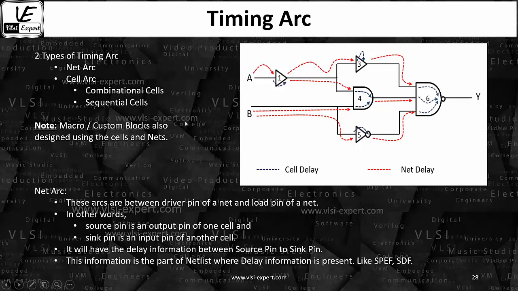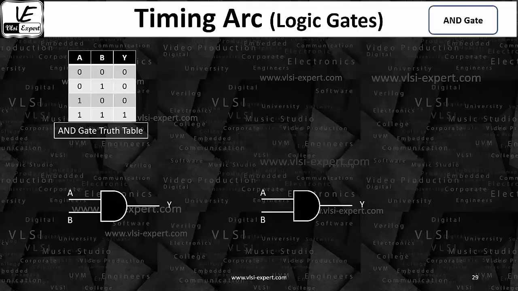If I talk about what a net arc is, in a net arc there is a driver pin and a load pin; in other words, there is a source and a sink, and it will have certain delay information, and this delay information will be part of the SPEF. So if I say net arc, as such you will not see what a net arc is. A net arc is nothing, it's just the delay information of a net, and this is basically part of the SPEF directly. We are going to discuss the cell arc one by one with respect to the different logic gates.